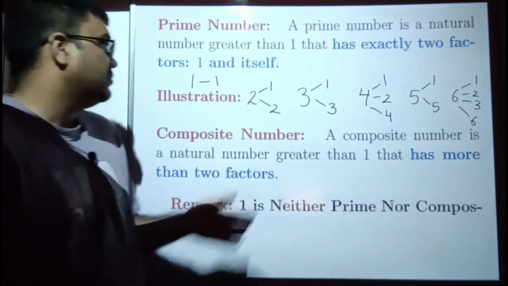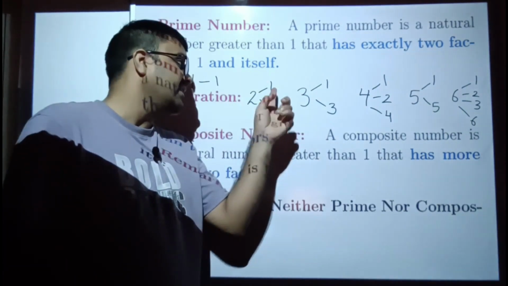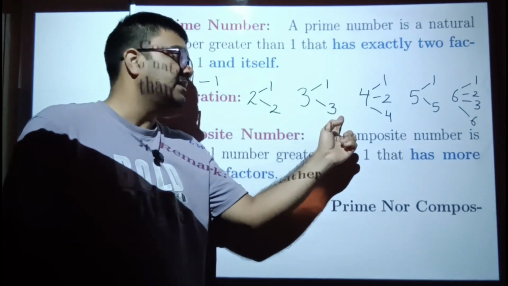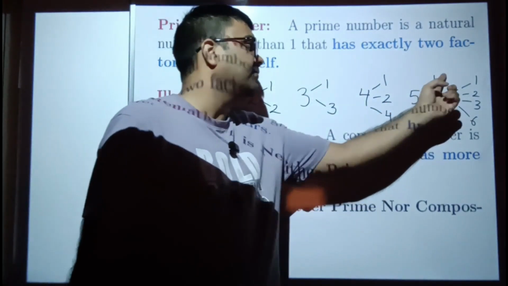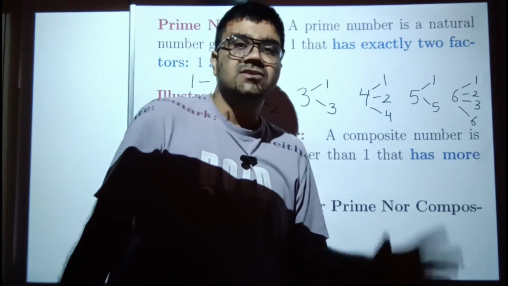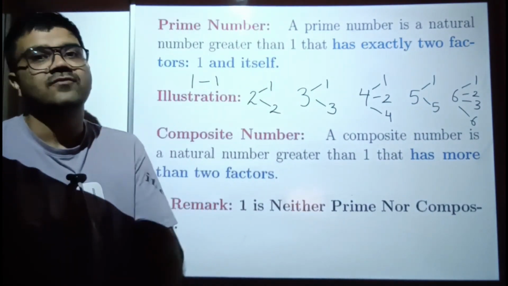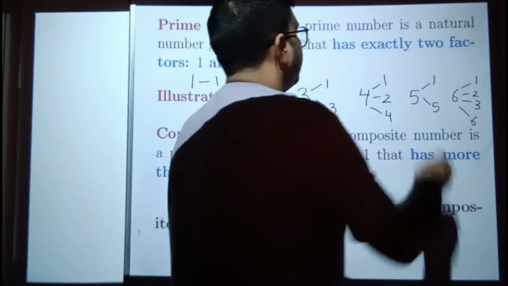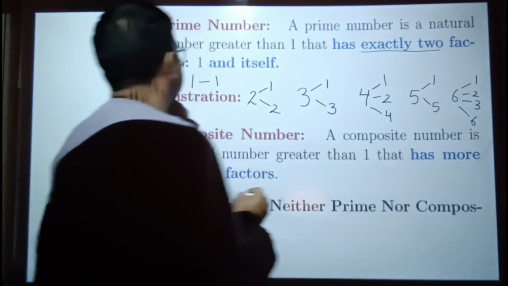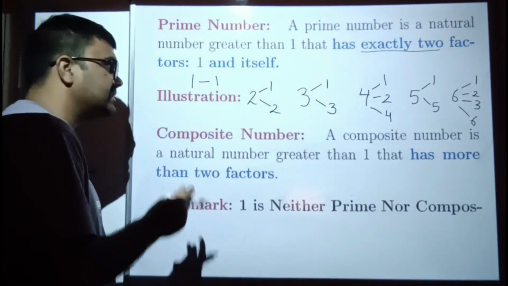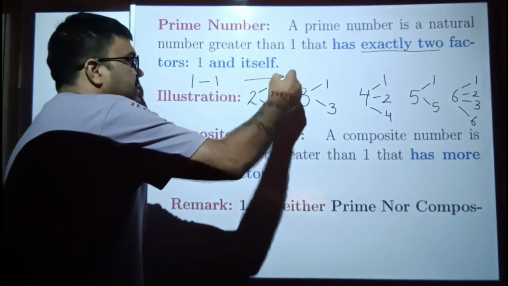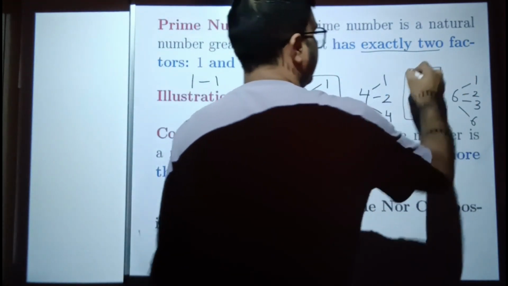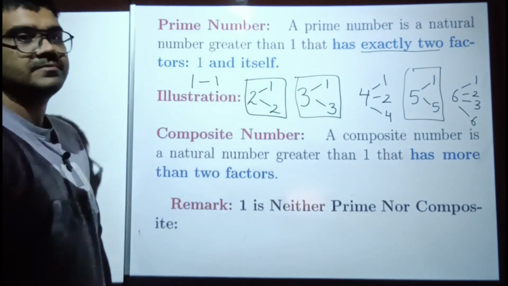2 has only 2 factors, 1 and that number itself. 3 has 2 factors, 1 and that number itself. 5 has 2 factors, 1 and that number itself. So these kinds of numbers which have exactly 2 factors, this is important, exactly 2 factors, 1 and itself, are called the prime numbers. So 2, 3, 5 are the prime numbers.